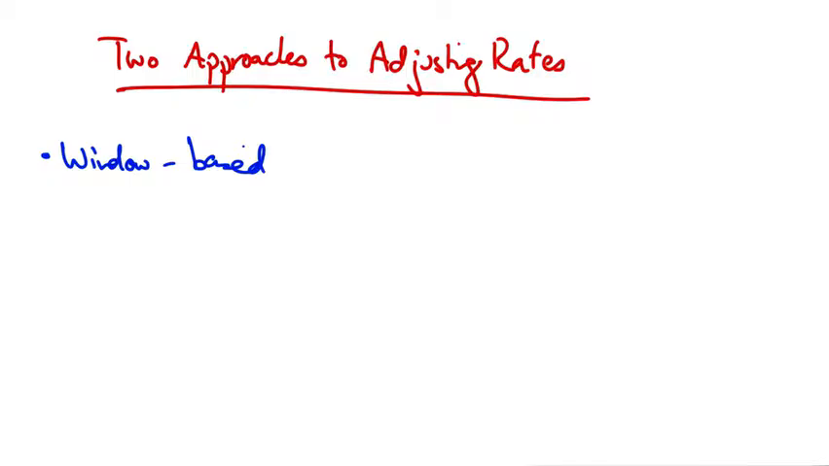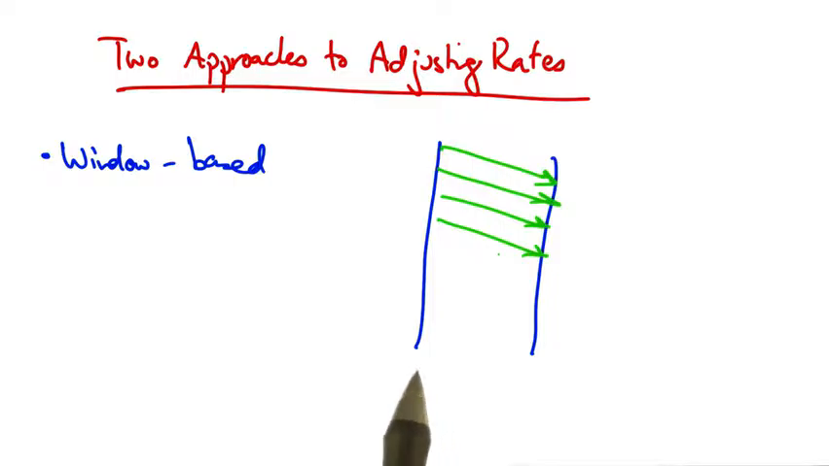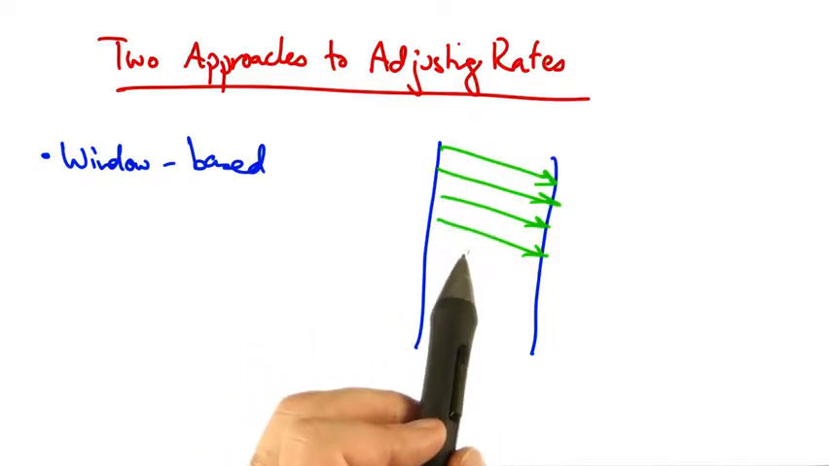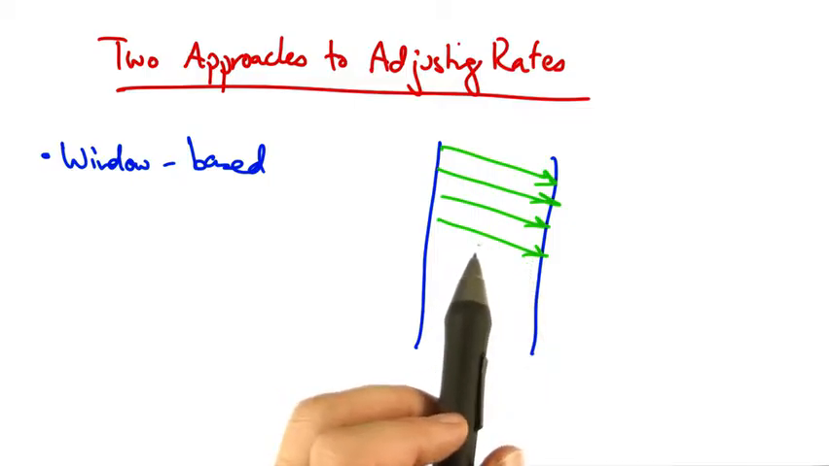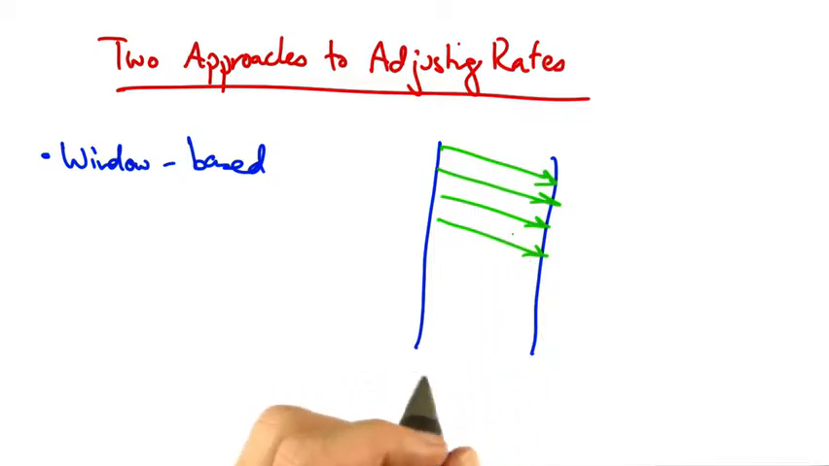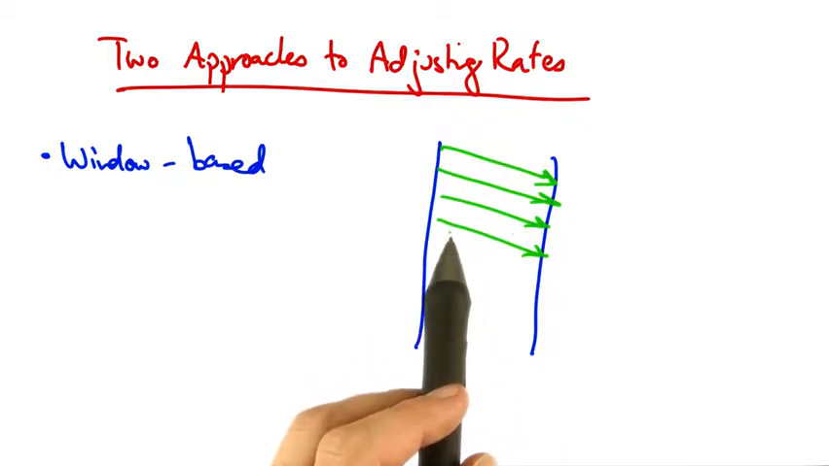One approach is a window-based algorithm. In this approach, a sender can only have a certain number of packets outstanding, or, quote, "in flight," and the sender uses acknowledgments from the receiver to clock the transmission of new data. So let's suppose that the sender's window was 4 packets.